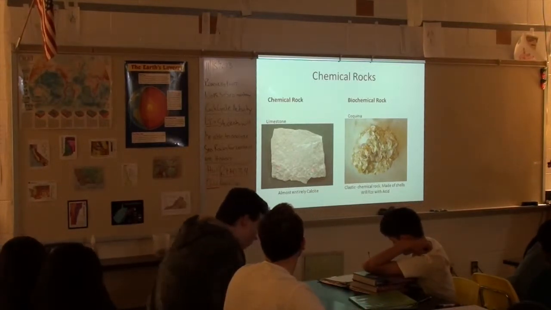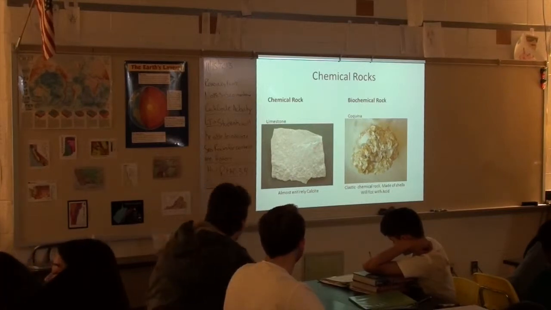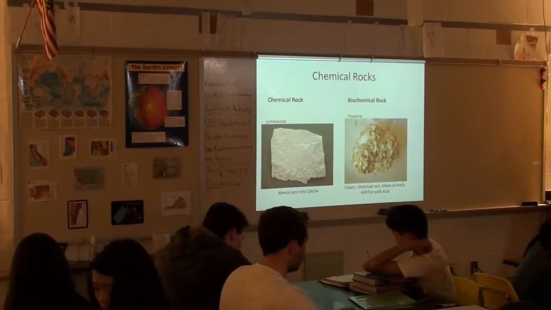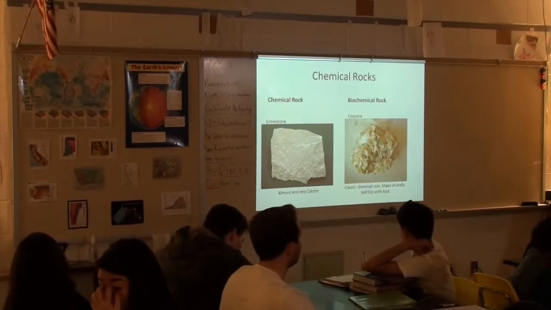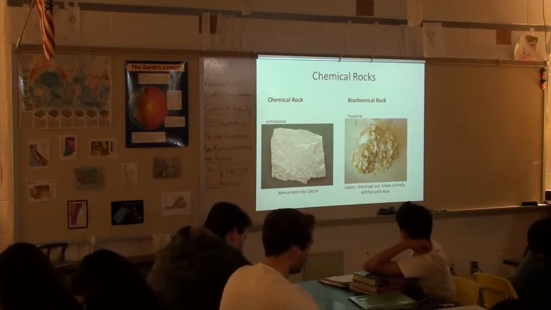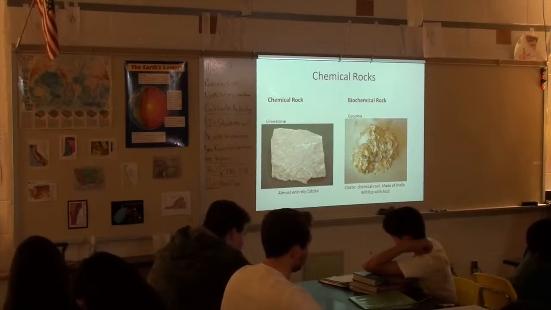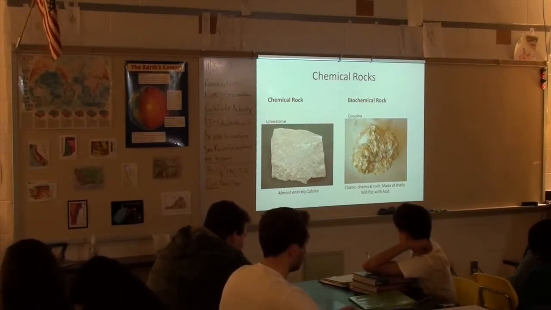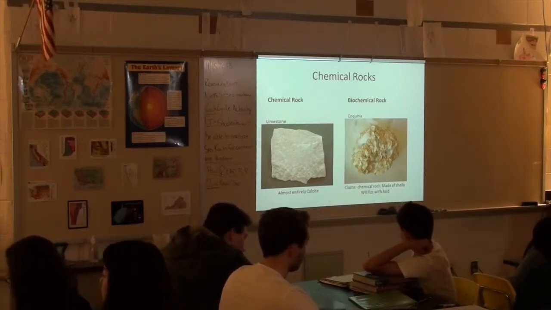Limestone, guys. We've talked about limestone. This was in your lab practical. I said that the rock that was made mostly of limestone fizzes because it's made of calcite. Almost entirely calcite. So if you put acid on limestone, it will fizz. Limestone looks like a lot of different things, but you know it's limestone if you put acid on it and it fizzes.